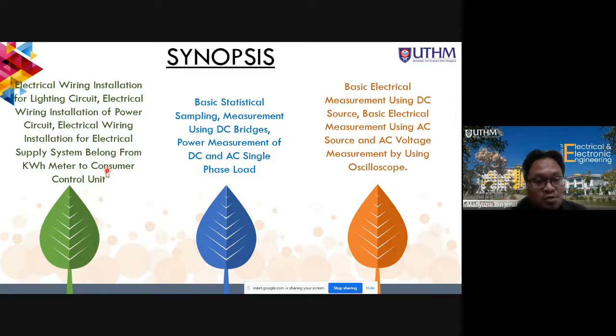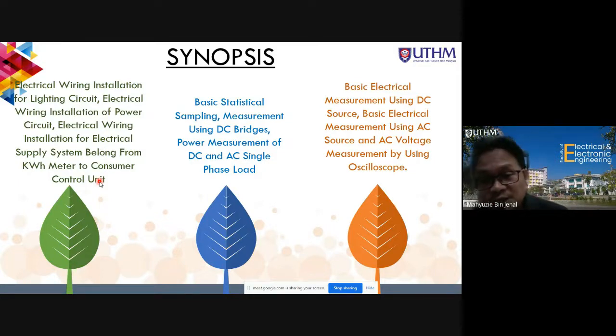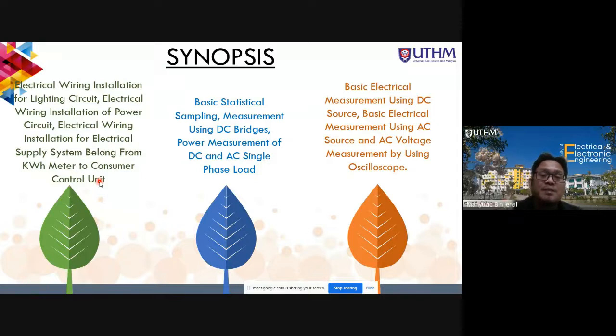The consumer control unit is known as the DB, the distribution box, the white box you have in your own house. Once you enter your main door, if you turn right or left, you will immediately see this white box attached to the wall, the so-called DB box. Inside there we have the MCB, the LCB, the main switch, etc.